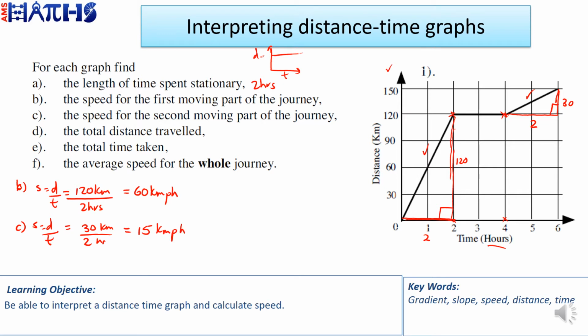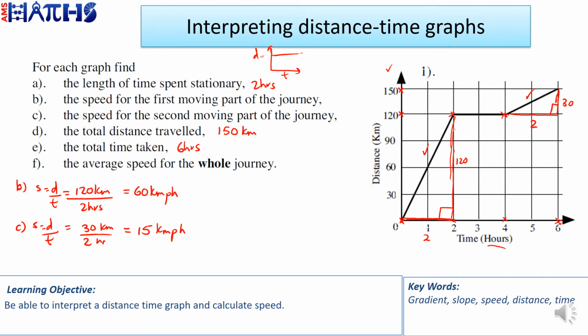Now for part D, it asks us for the total distance traveled. So we started from 0 distance, we went up to 120 kilometers, and then we went up another 30 kilometers. So from 0 to 150, the total distance traveled would be 150 kilometers. It asks us for the total time. So we've gone from 0 hours to 6 hours for the entire journey. So it would have taken us 6 hours.